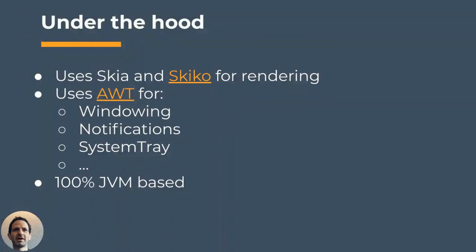Under the hood, it's using Skia, which is a rendering library, and Skiko, which are bindings for Kotlin. And to interact with the desktop, it uses AWT, which is really old technology, maybe 20 years old. AWT handles everything for Windows notifications, system tray, and so on. Of course, what this means is that it's 100% JVM based. So if you want to distribute your app, you either have to ask your people to install a JVM or bundle the JVM inside the installer.